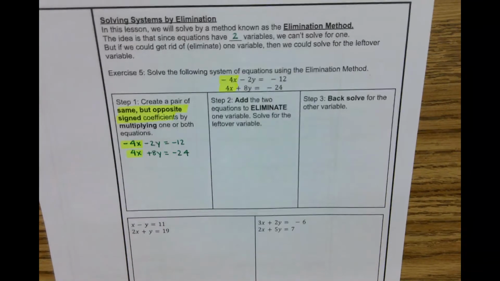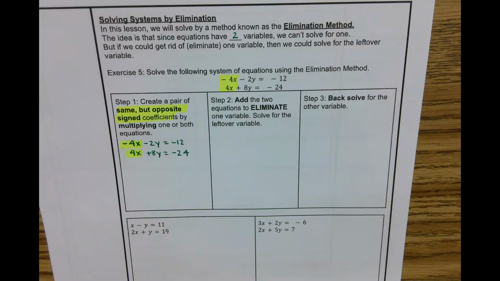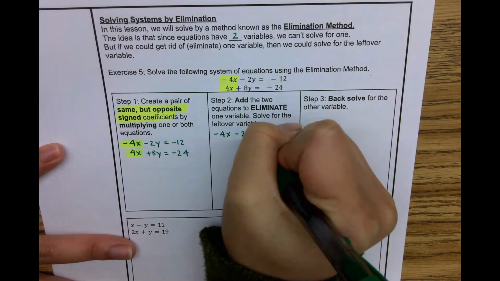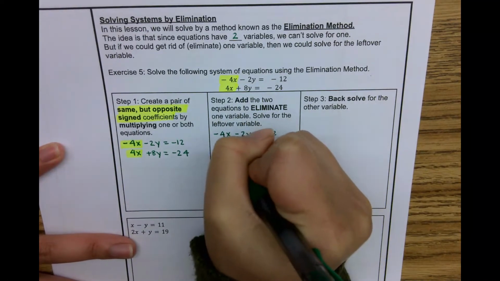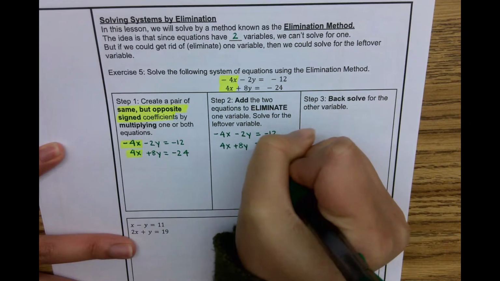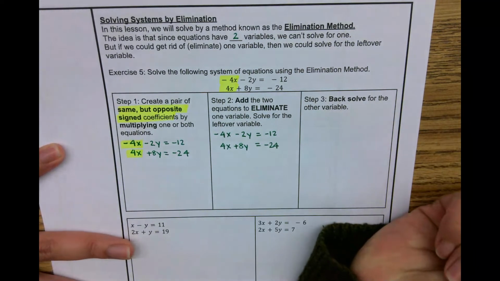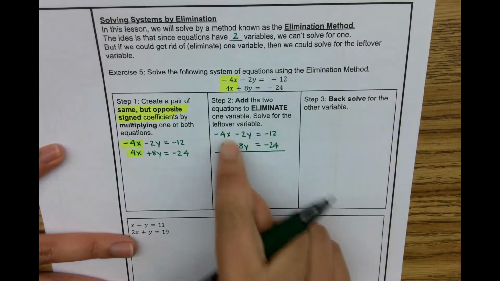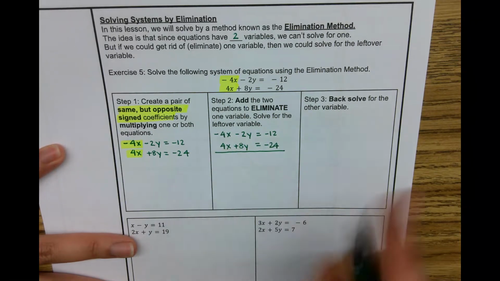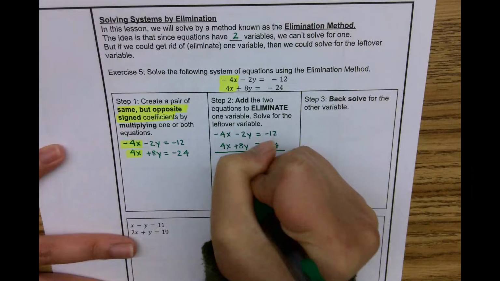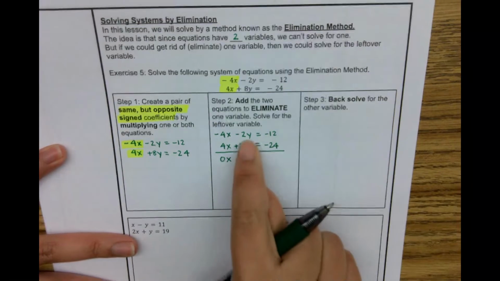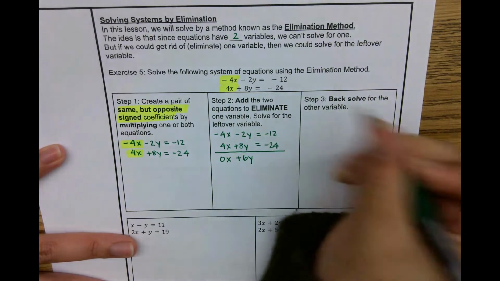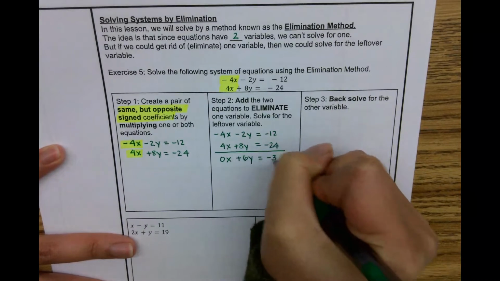Okay? So what we're going to do is eliminate one of these variables by adding them together, right? And so because we have opposite signed but same coefficient for a variable, when we add it, it goes away, right? It ends up eliminating itself, right? So if I do negative 4x plus 4x, negative 4 plus 4 is 0, so I end up with 0x. Right? Then negative 2y plus 8y gives me 6y, so positive 6y. And negative 12 minus 24 gives me negative 36.